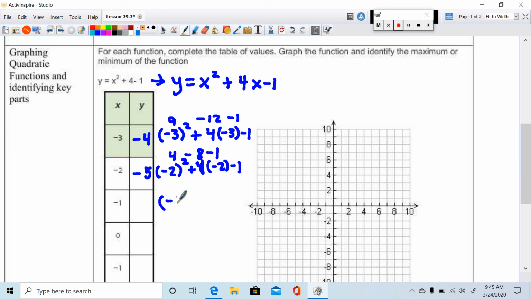Okay, negative 1. Negative 1 squared plus 4 times negative 1 minus 1. So negative 1 times negative 1 is 1. 4 times negative 1 is negative 4. And then minus 1. So that's a negative 4.